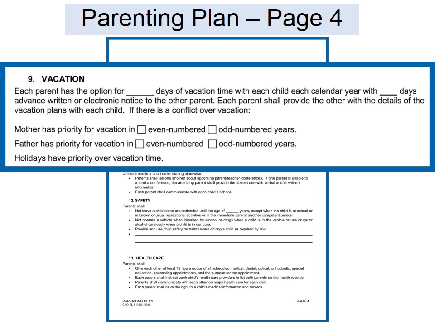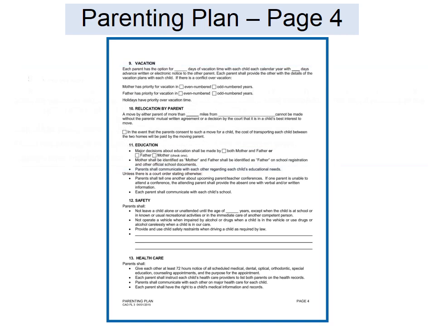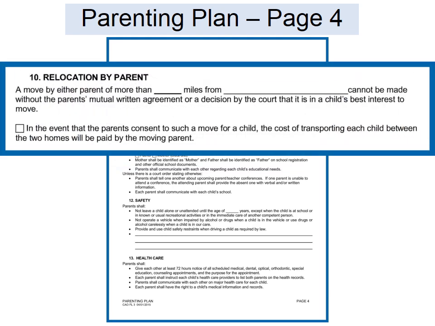You have the option to specify the desired number of days per year and how much notice the other party will be given. Additionally, you may assign which party has priority for the vacation in even and odd years. Paragraph 10 addresses relocation by parent. How far is too far for one parent to move and still be able to follow the visitation schedule?